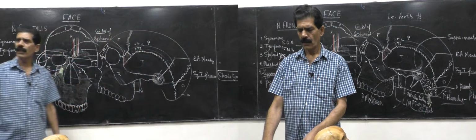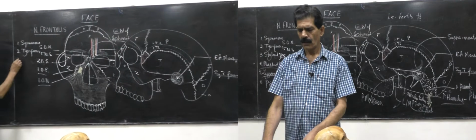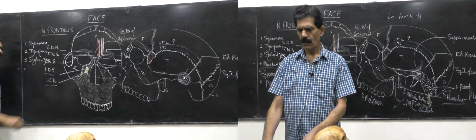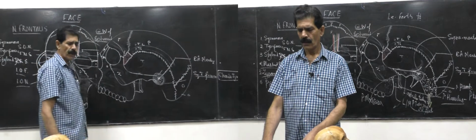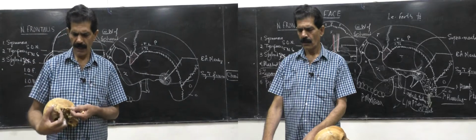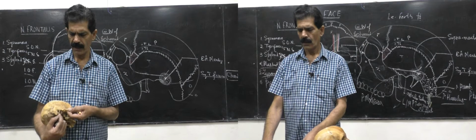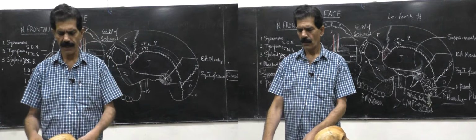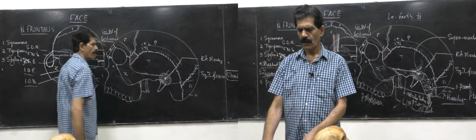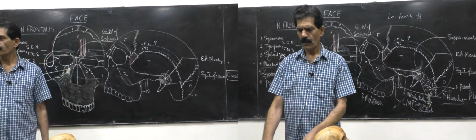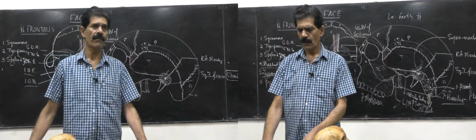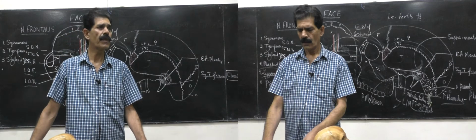Then the third part of the temporal bone is the styloid part. Just below the tympanic part, there lies a small elevated bone towards the anterior side. This is called the styloid process, and this styloid process is very important. Many structures are attached to it.